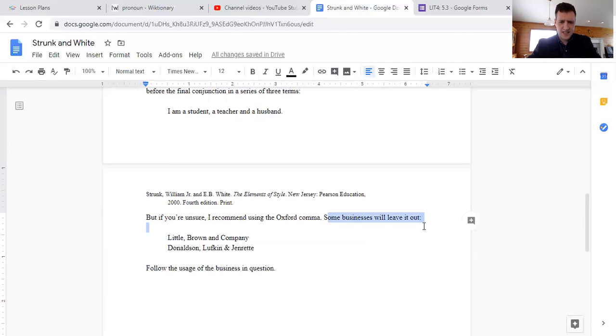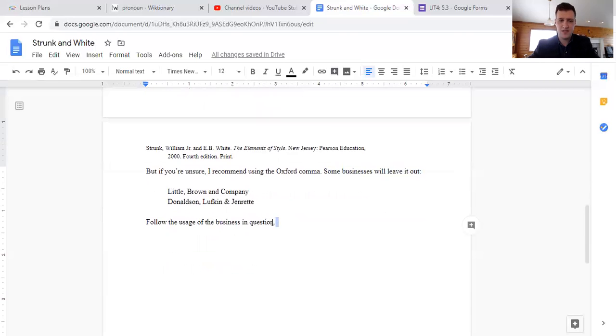And last thing here today, so some business names will leave the Oxford comma out. So like Little, Brown and Company, Donaldson, Lufkin and Jenrette. So if you're having to write the name of a business or anything like that, any firm with 3 terms in the name, just follow whatever they use, okay, whatever's on the sign. And that's the first 2 rules.